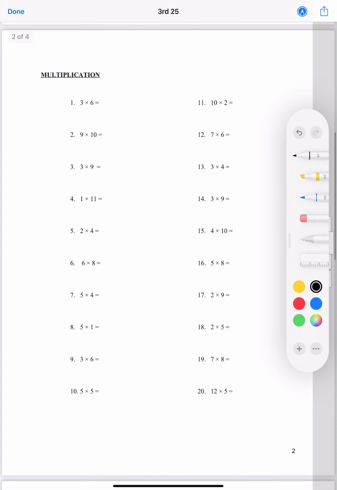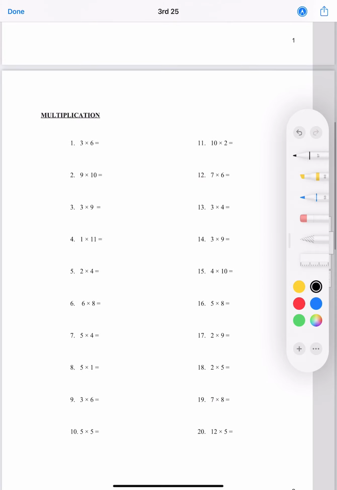Okay, multiplication. So, number 1, 3 times 6. 3 times 6 is basically the same thing as having 3 groups of 6. So 1, 2, 3, 4, 5, 6. That's one group. 1, 2, 3, 4, 5, 6. That's two groups. 1, 2, 3, 4, 5, 6. That's 3 groups. 3 groups of 6.